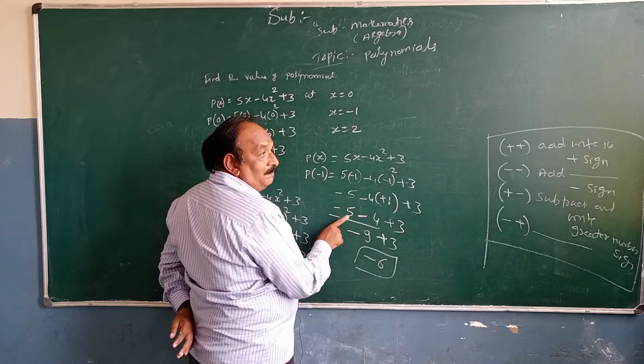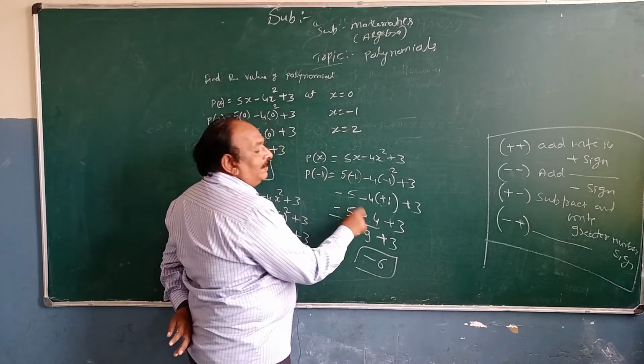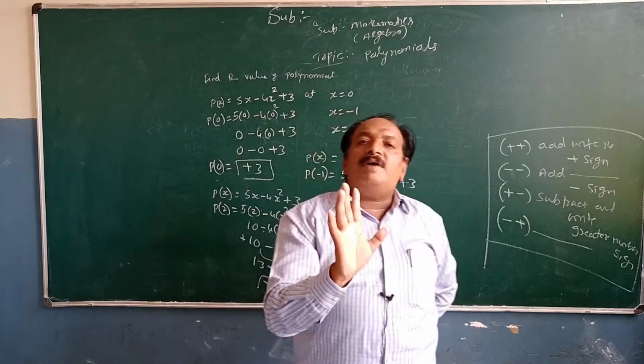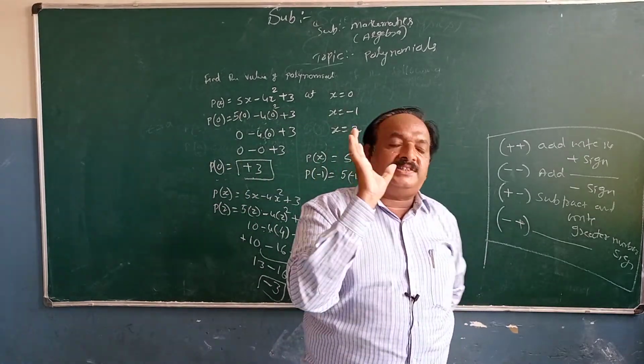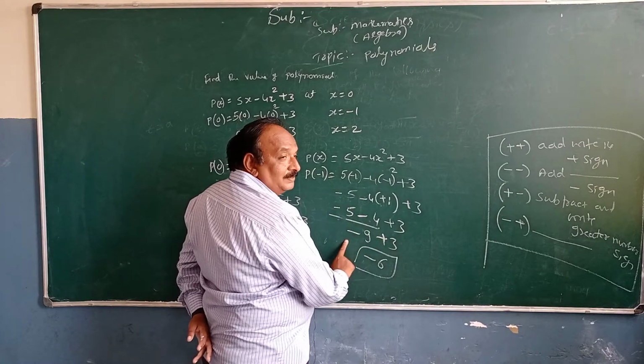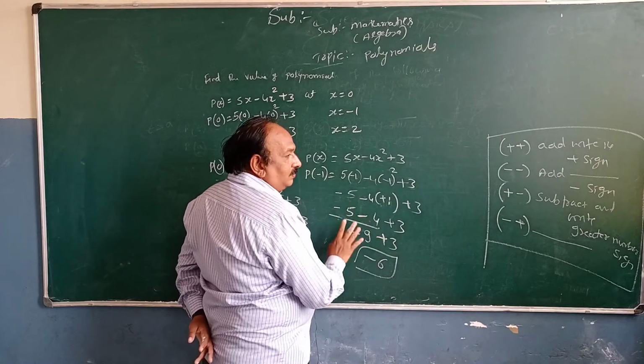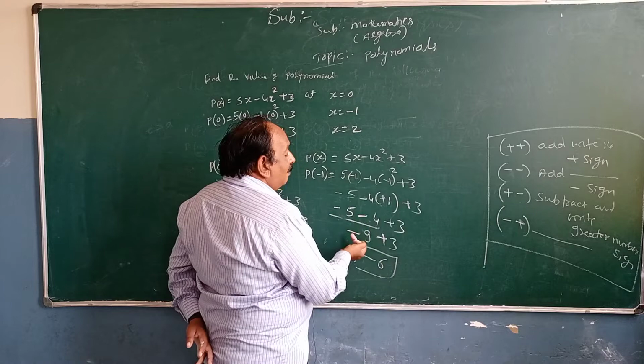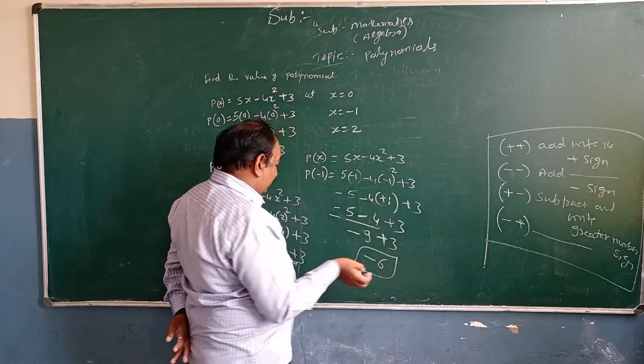See what is here? Very important step. Minus 5 and minus 4. When both are minus, we have to add and write the minus sign. Minus 5 and minus 4 is minus 9, plus 3. One is minus, another is plus. We have to subtract and write the greater number's sign. Minus 9 plus 3 is minus 6.